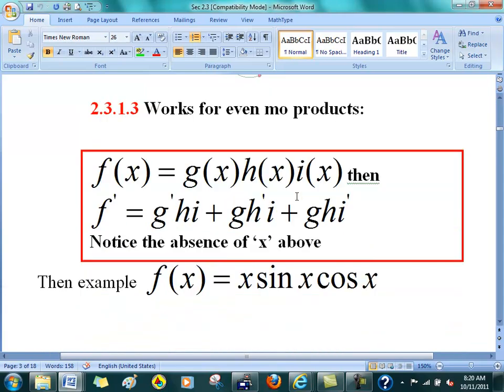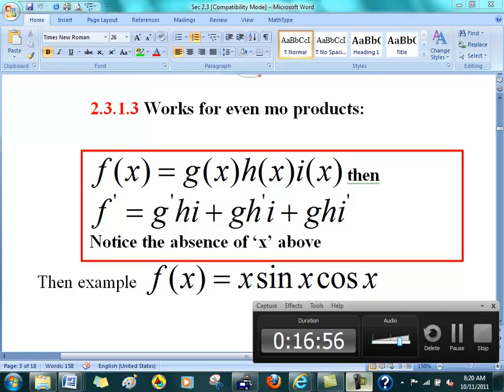So it works for even more products, okay? So it doesn't have to be just 2 functions. It could be a whole bunch of functions, okay? And the same rule kind of applies. It's not too different.